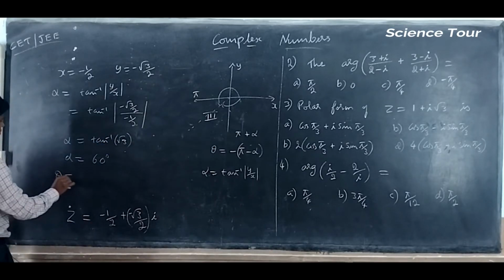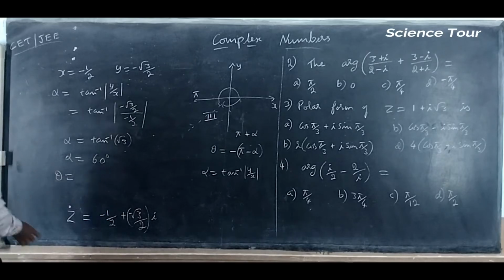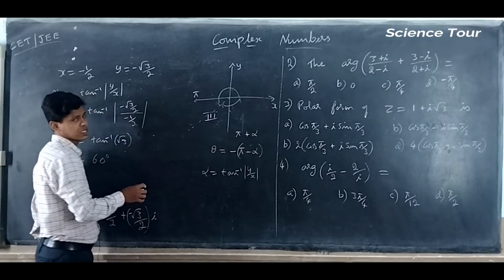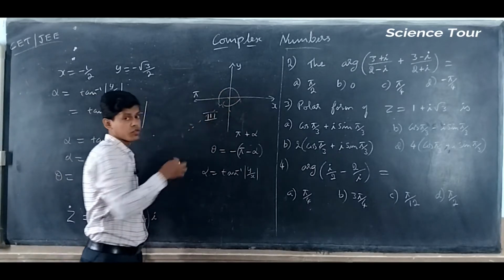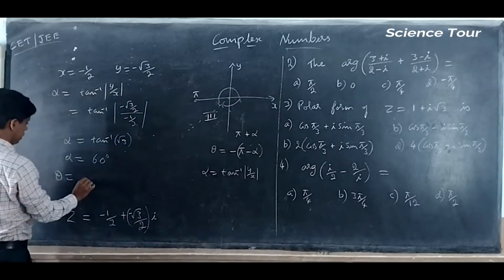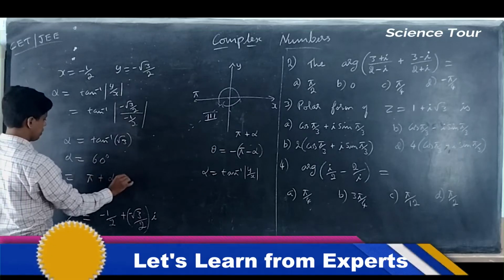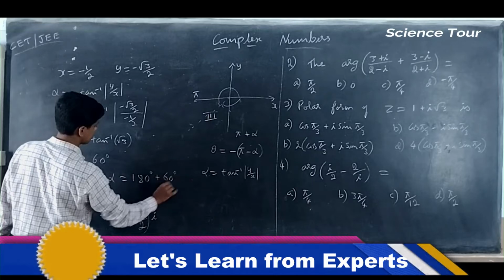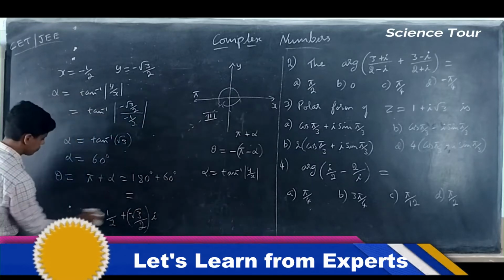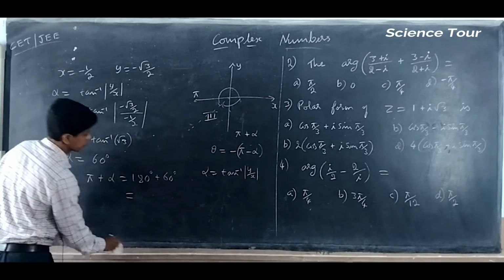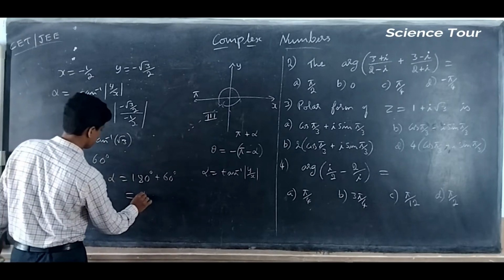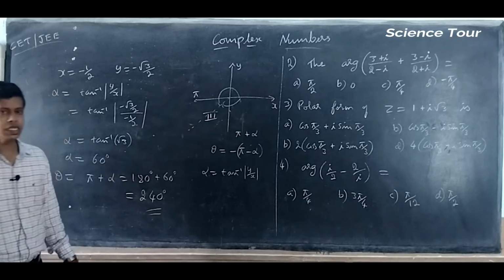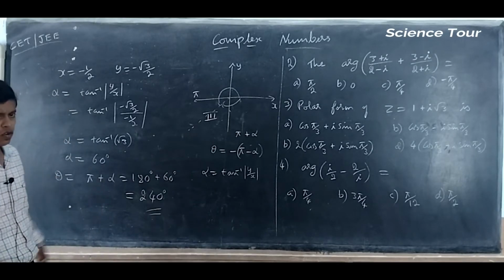Now what's your argument? So argument is pi plus alpha if you are going for the positive thing. So that is pi plus alpha. Pi is 180 degree plus 60 degree, which gives you 240 degree. So 240 is the answer. That is one way of doing it.